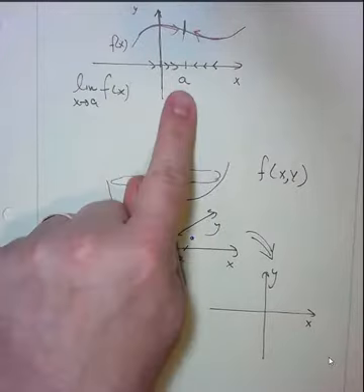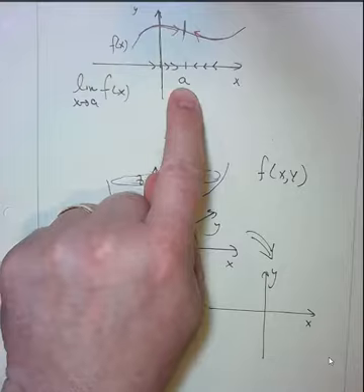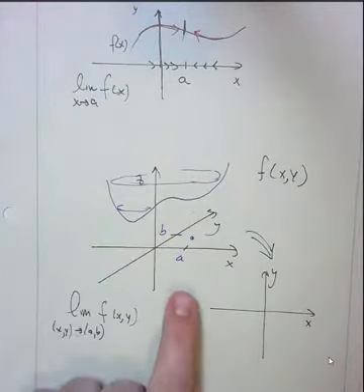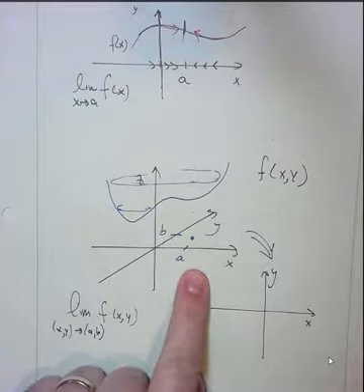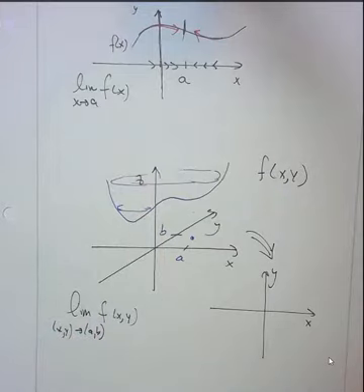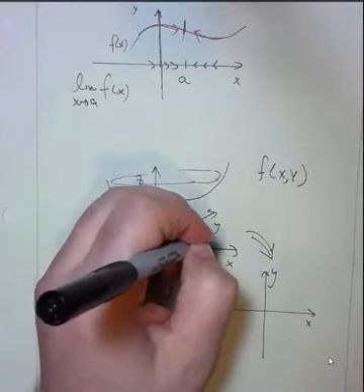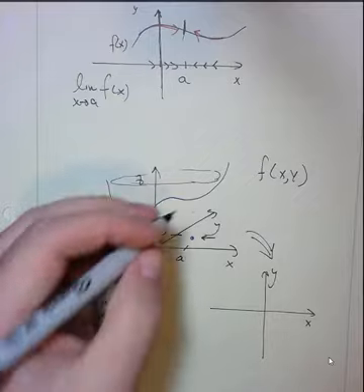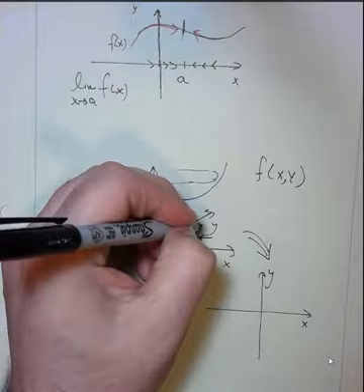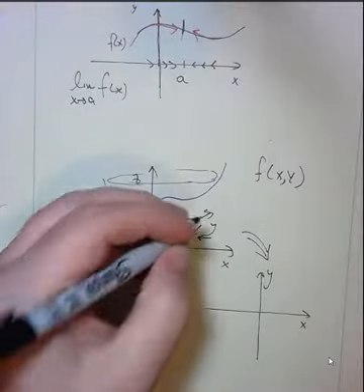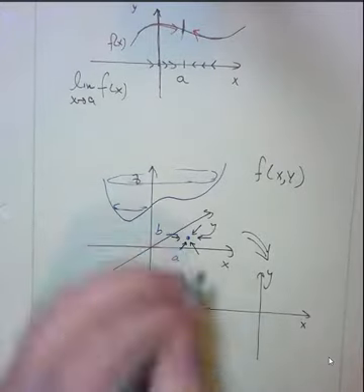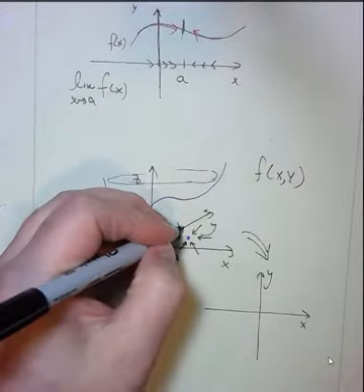Now up here, we could only approach the target value a from the right or from the left. 2 directions. How many different ways are there to approach the point (a, b) within this domain? Well, we could approach it from the right, I suppose. We could approach it from the left, I suppose. But we could also be approaching it from this direction. We could also be approaching it from this direction. We could also be approaching it from this direction, or from this direction.